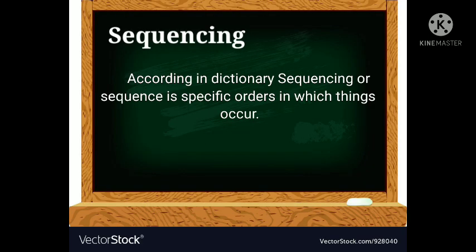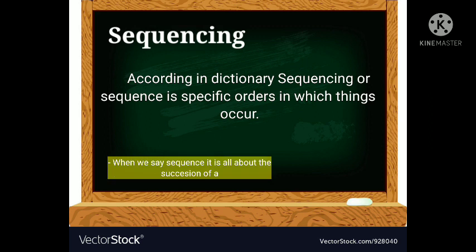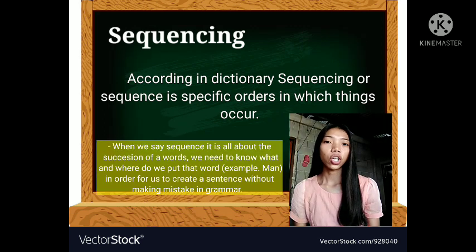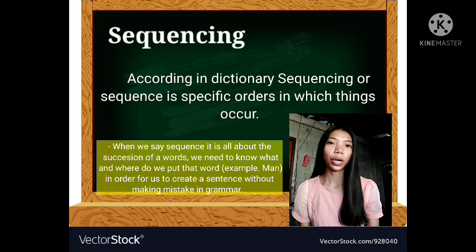According to the dictionary, sequencing or sequence is a specific order in which things occur. So when we say sequence, it's all about the succession of words. We need to know what word to put and where to put it, for example, in order for us to create sentences without making mistakes in grammar.